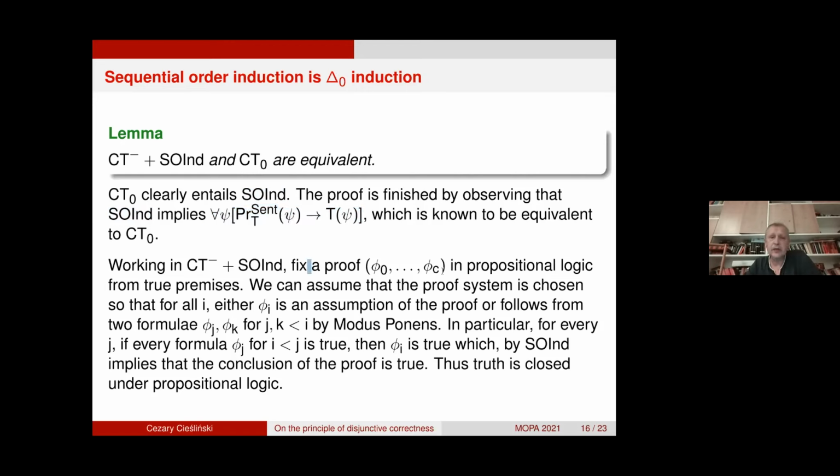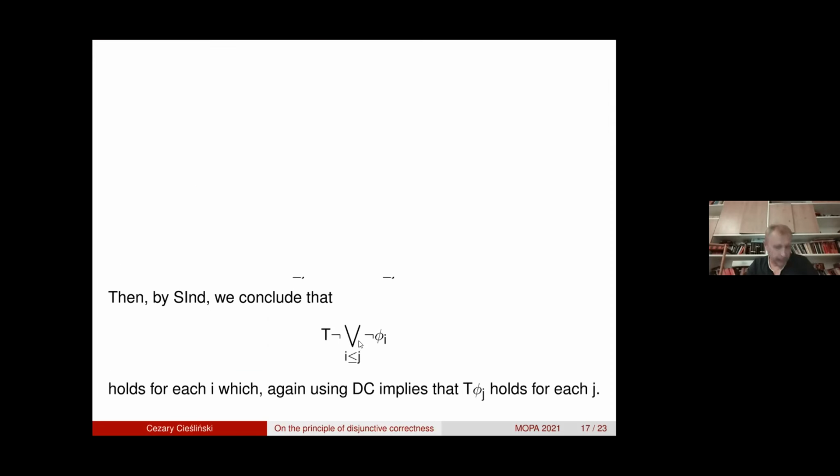You just fix a proof in propositional logic, a proof from premises, and you use sequential order induction to demonstrate that all the elements of the proof are true. It's quite direct by sequential order induction.